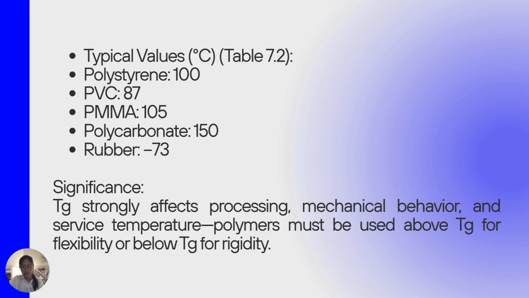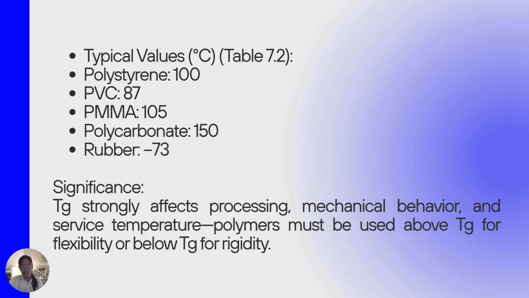The difference between Tg and Tm is also worth remembering. Amorphous polymers only have Tg, no sharp melting. Semi-crystalline polymers have both Tg and Tm. They soften gradually and then melt suddenly at a higher temperature. In practice, Tg is critical for engineers. It determines the service temperature of a polymer.